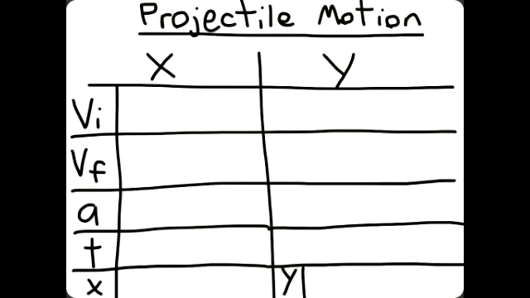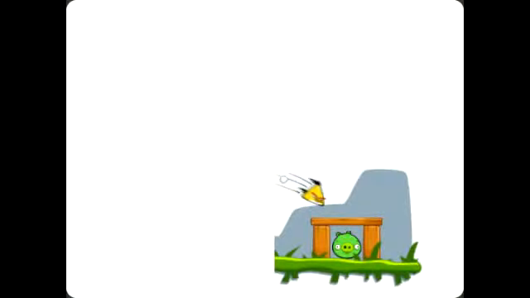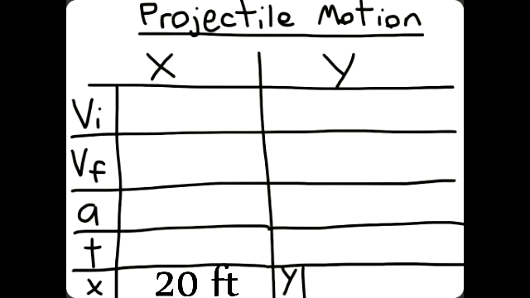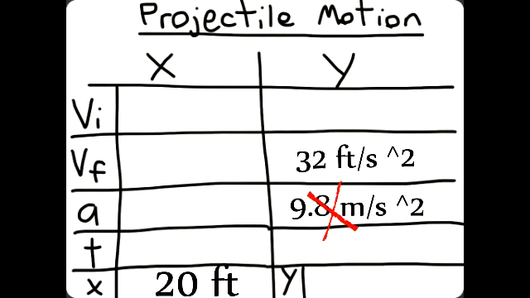The distance between the bird and the tower is 20 feet, so we mark down 20 here. Next, we make a side note that the bird is being launched at 24 feet per second at 45 degrees. We will use these numbers in just a second. Lastly, we know that the acceleration due to gravity is 9.8 meters per second squared, but since our distance is in feet, we convert this number to 32 feet per second squared. And since gravity pulls down, we write the number in as negative 32 feet per second squared.